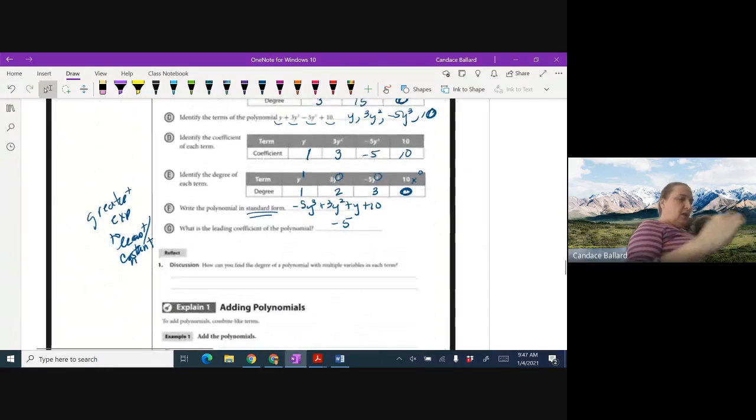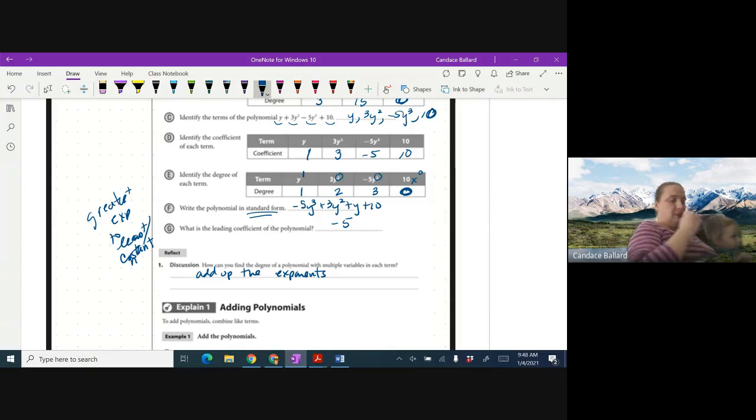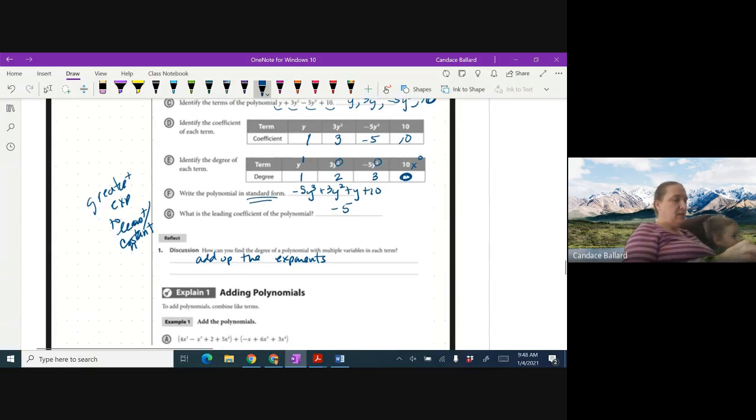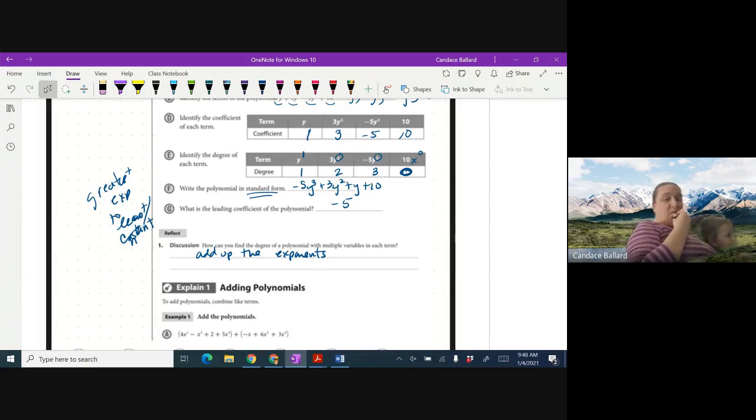Perfect. All right, so I'm just going to go through this because I want to make sure we finish. So how do you find the degree of a polynomial with multiple variables in each term? We talked about that earlier, that we have to add up the exponents. Take a minute and write that down. And then we're going to do like the easiest lesson ever, because all we're going to do in this one is add and subtract. You're going to do multiplication for the asynchronous time today.